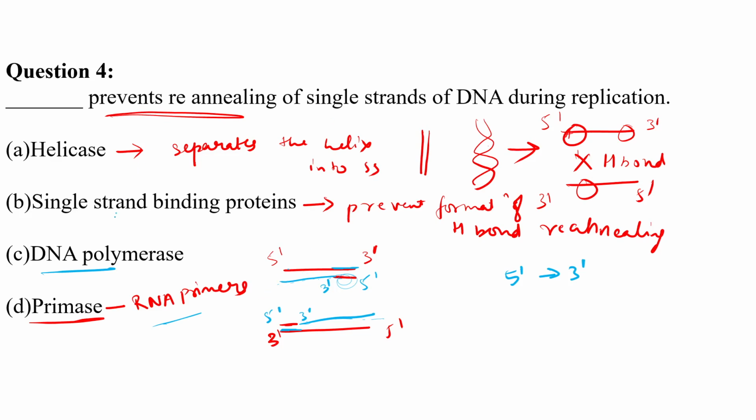Okay, so do you understand the role of each enzyme? Helicase is separating the helix. Single strand binding proteins are preventing it from annealing back. DNA polymerase is the major enzyme that is going to do the polymerization, synthesizing the new DNA, and primase is going to synthesize the primers for this DNA. Okay.